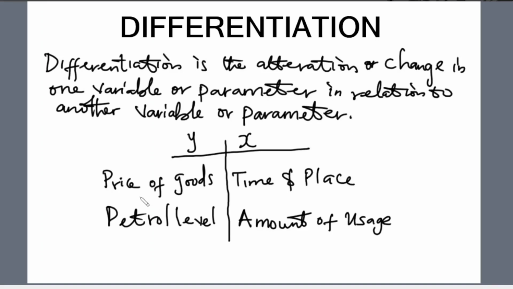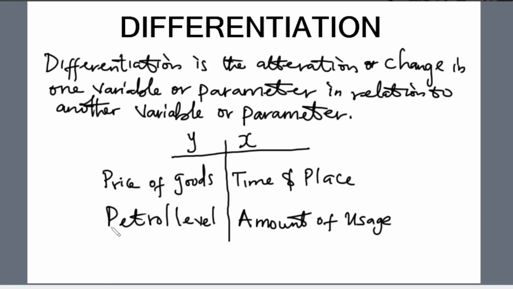Now, for price of goods, take for instance, if you buy a phone in Nigeria for 50,000 naira, if you go to the US, you can't find that phone for the same price. So the price of the phone depends on the place. And also, if you buy a phone today, in 5 years' time, the price of the phone will not remain the same. So the price of the phone or the goods depends on the time.